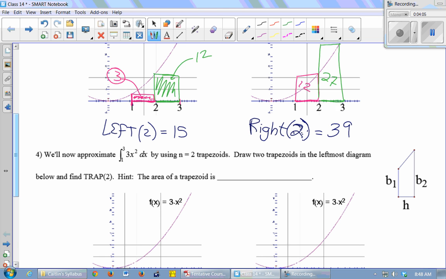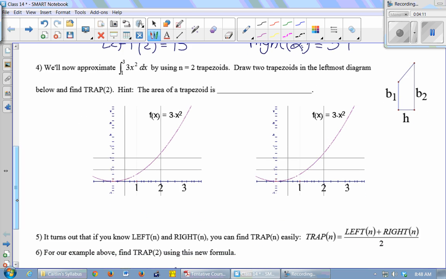Okay, so now those are things we already knew how to do, right? We've done that before. So now we're going to approximate that same area, again using two intervals, but I'm going to use trapezoids. Instead of a rectangle, I'm going to use a trapezoid over each interval. So this diagram on the left here, I'm going to mark my two intervals, 1 to 2, 2 to 3. And then instead of using a rectangle that has a constant height, I'm going to create a trapezoid so that I'm approximating this curve with a straight line.